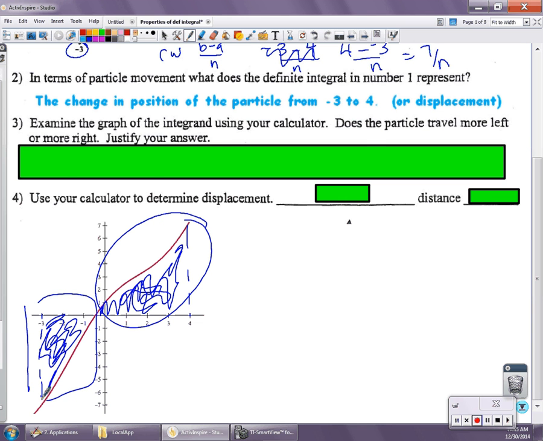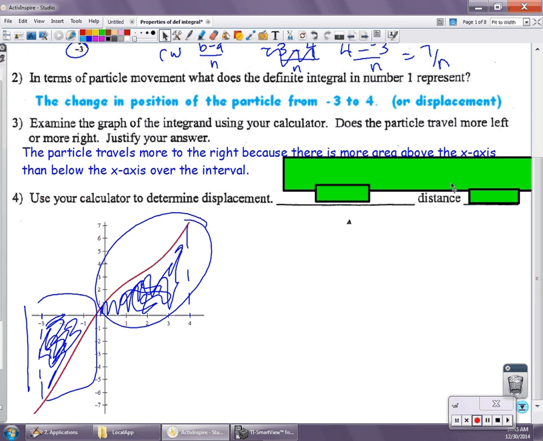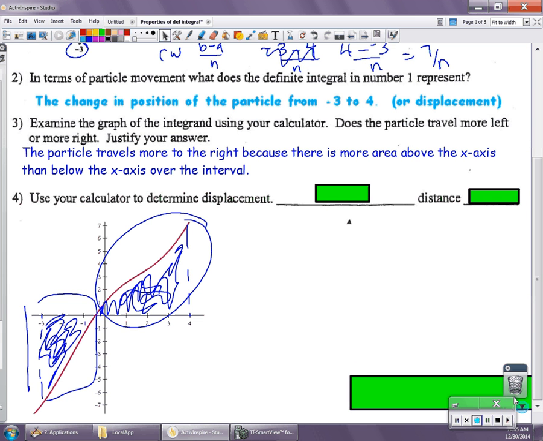So let's see what I actually said. The particle travels more to the right because there is more area above the x-axis than below the x-axis over the interval. And then finally, number 4, we're going to use our calculator to determine the displacement.